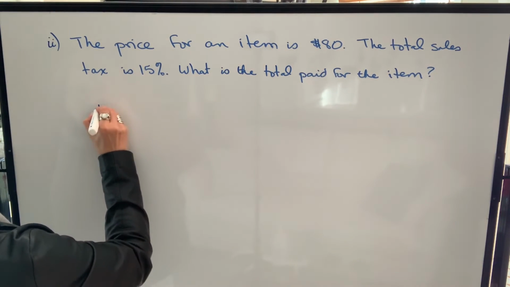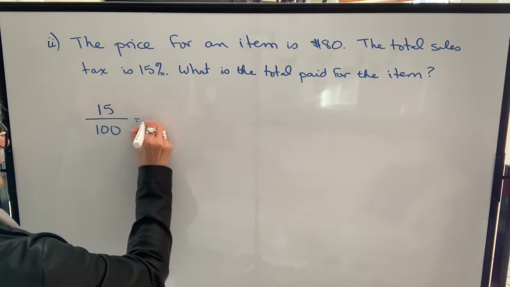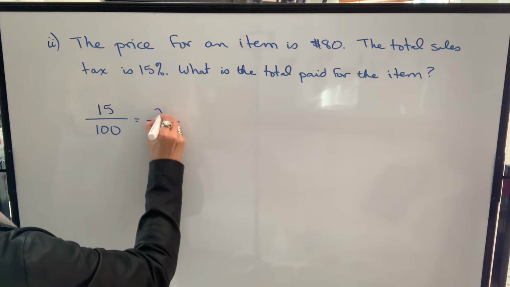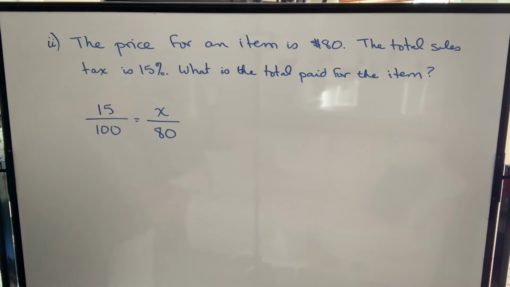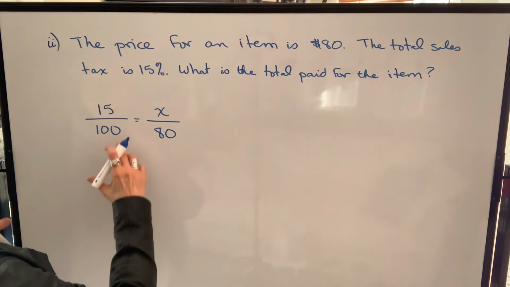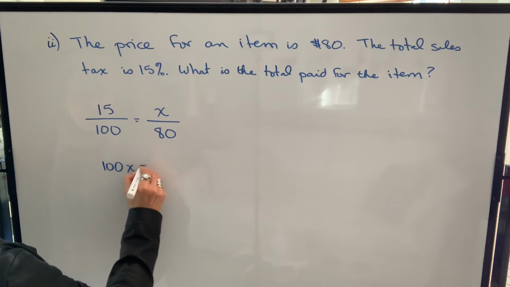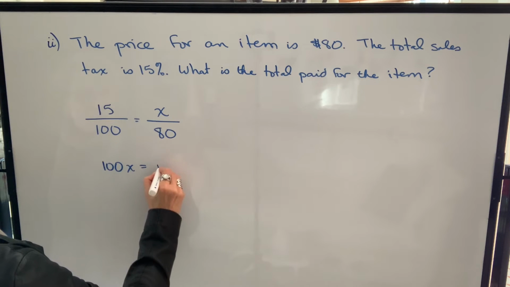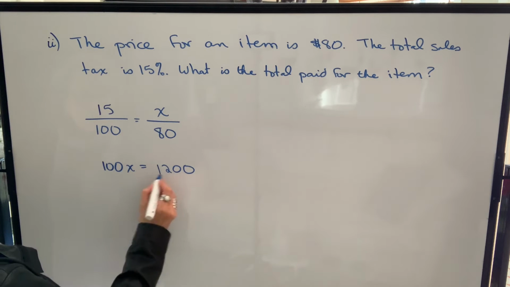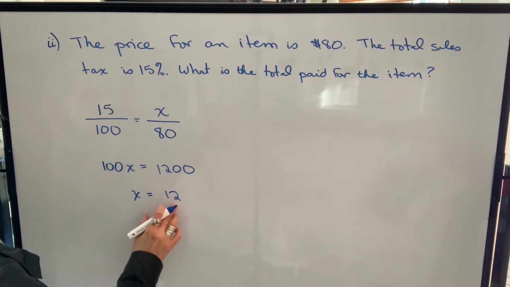So we're going to find 15%. So 15 goes over 100 of 80. So our base is 80, and we're finding the amount. We're finding what amount is 15% of 80. We cross multiply. So 100 times x will equal 1,200. Divide by 100 to solve for x, and x is 12.